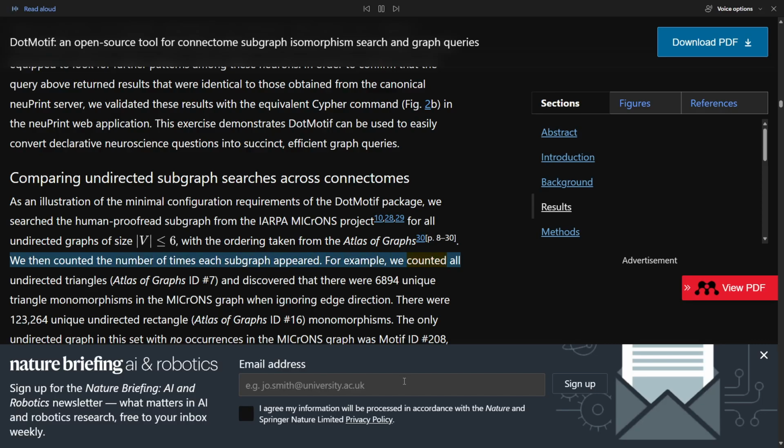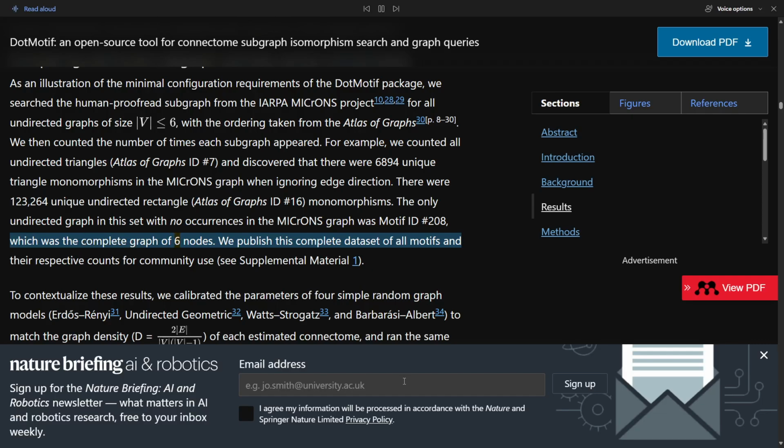For example, we counted all undirected triangles, Atlas of Graphs ID number 7, and discovered that there were 6,894 unique triangle monomorphisms in the MICrONS graph when ignoring edge direction. There were 123,264 unique undirected rectangle, Atlas of Graphs ID number 16, monomorphisms. The only undirected graph in this set with no occurrences in the MICrONS graph was motif ID number 208, which was the complete graph of 6 nodes. We published this complete dataset of all motifs and their respective counts for community use.